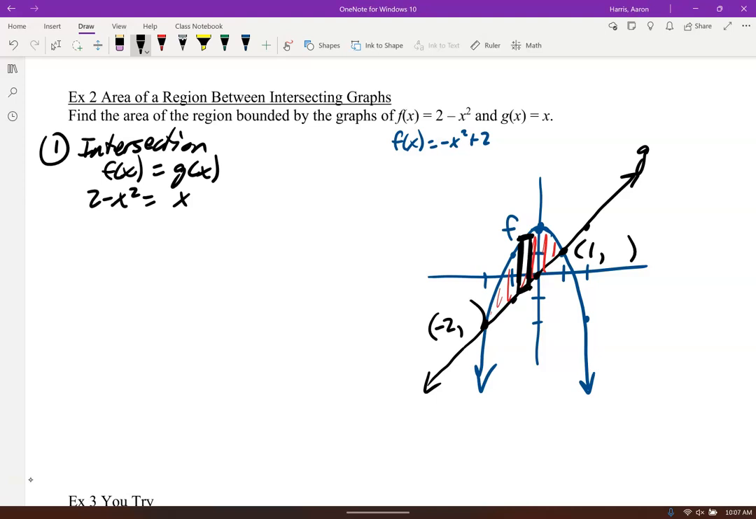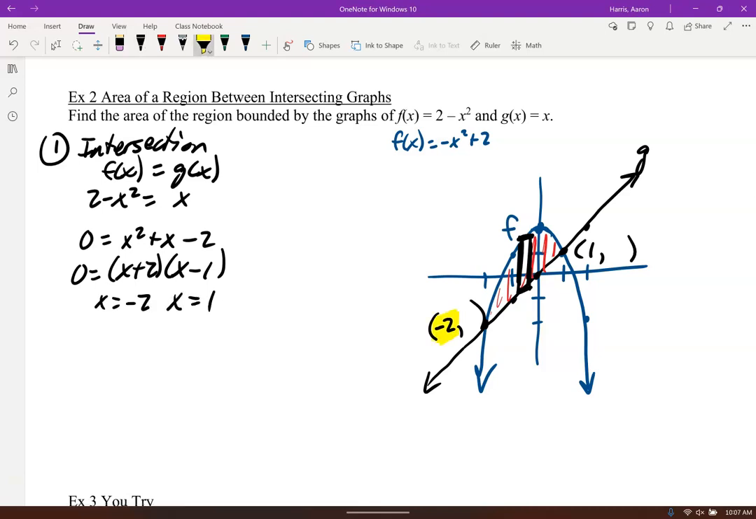f of x is 2 minus x squared. Where do they equal x? Well, this is a quadratic, so I've got to get one side equal to 0. So subtract 2 and add x squared to both sides. You get x squared plus x minus 2. Go ahead and factor that. And notice they hit at -2 and 1. Just like we said, -2 and 1 is where those two intersect, right?